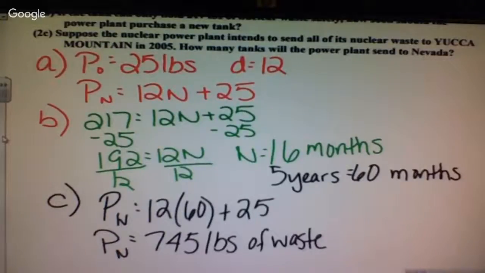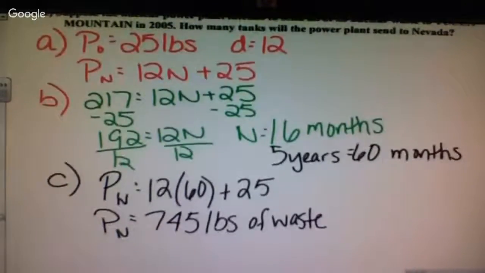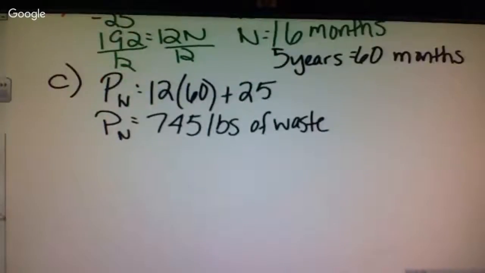How many tanks will the power plant need? How many tanks? Well, do you have that answer yet? No. But we know that it can't be on 217 pounds. But part B said that my tanks can't hold any more than 217 pounds. So if I have 745 and each tank holds 217, what does that then give me?